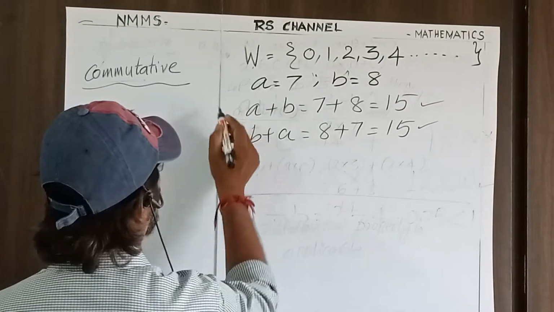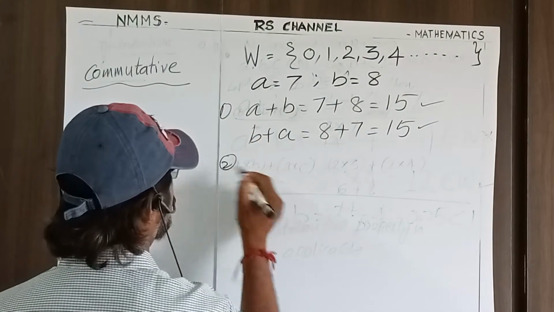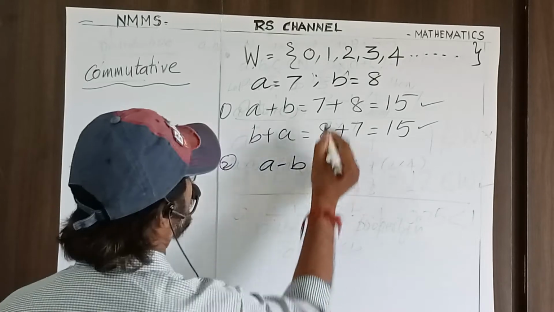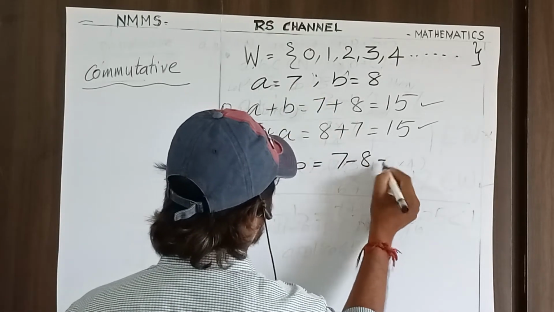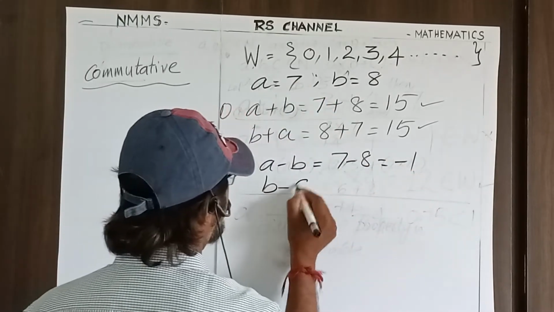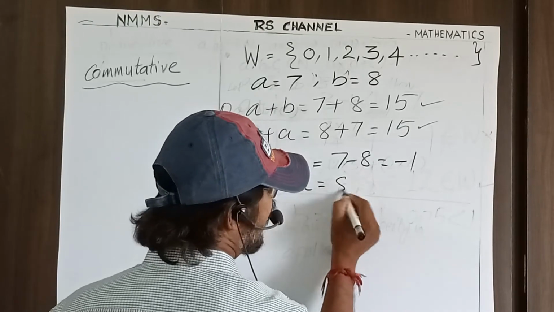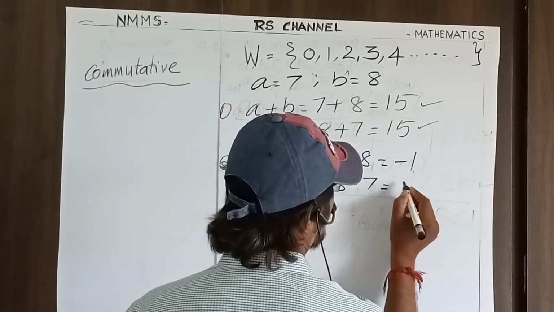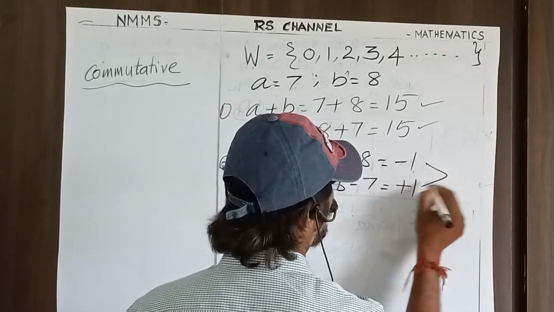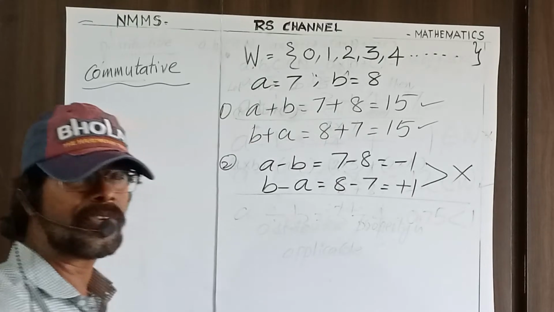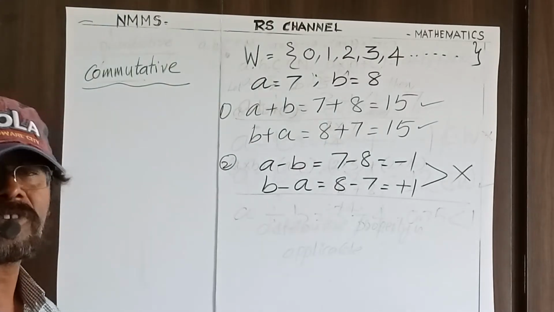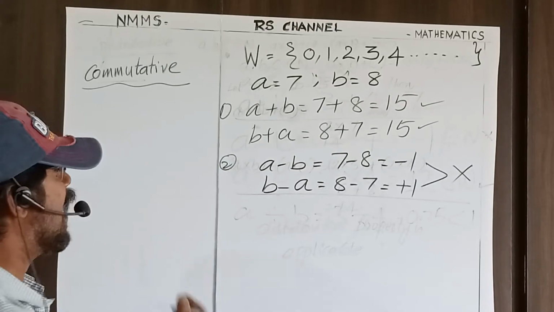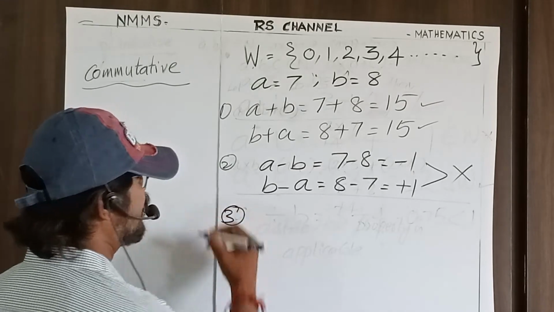Next, another operation, subtraction. A minus B is equal to 7 minus 8, which is minus 1. B minus A is equal to 8 minus 7, which is plus 1. Both are not equal, so subtraction is not commutative. You understand? Go for another operation, multiplication.